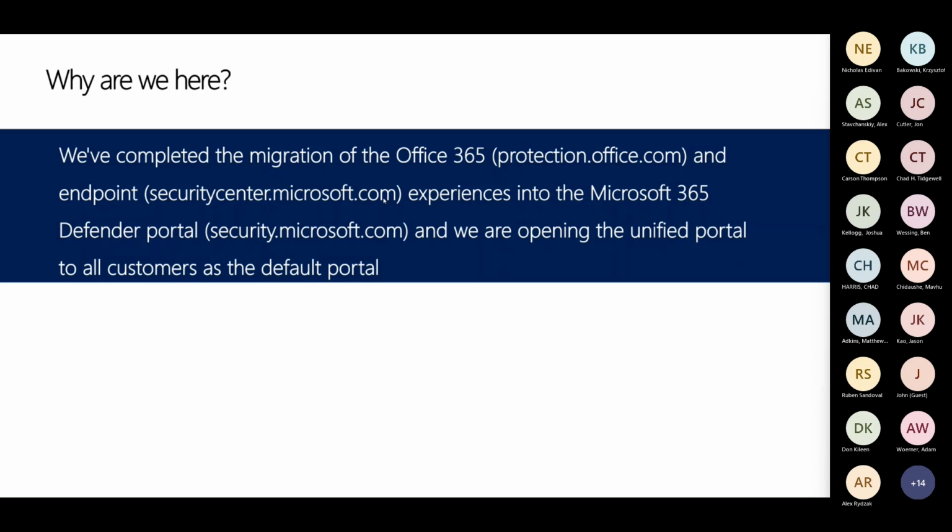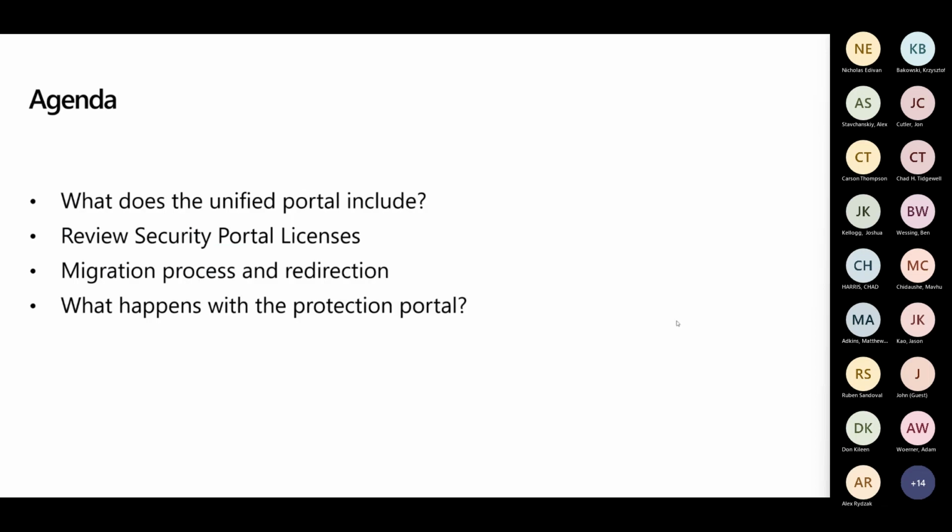So when you look at it, we're going to review certain things like the migration process. We're also going to look at different things around the licensing, what you're going to see in there, what's going to open up for different customers, what's not. So again, what does the unified portal include? Review some of the security portal licenses, talk about the migration process and redirection, talk about things like RBAC, any controls that you might have to change, and what's going to happen to the protection portal.